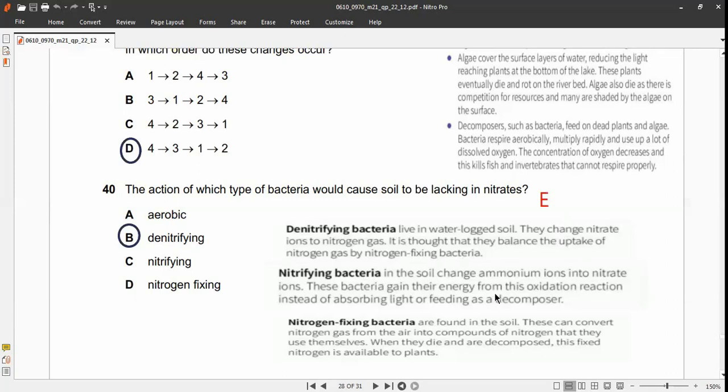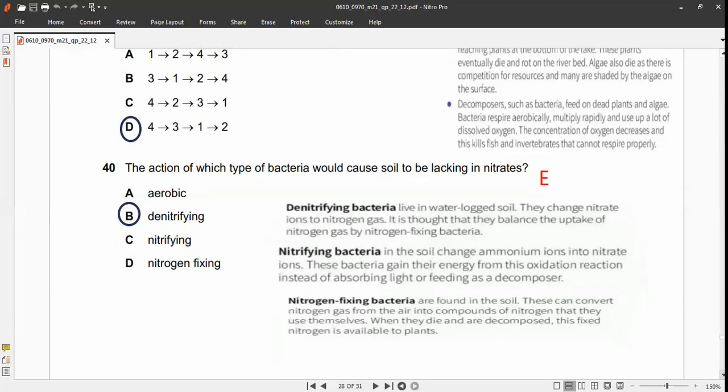These bacteria gain their energy from the oxidation reaction instead of absorbing light or feeding as a decomposer. Nitrogen fixing bacteria are found in the soil. These can convert nitrogen gas from the air into compounds of nitrogen that they use themselves. When they die and are decomposed, this fixed nitrogen is available to plants. Okay, so the correct answer is B, denitrifying. Why denitrifying? Because they change nitrate ions to nitrogen gas. The percentage of nitrate decreases.